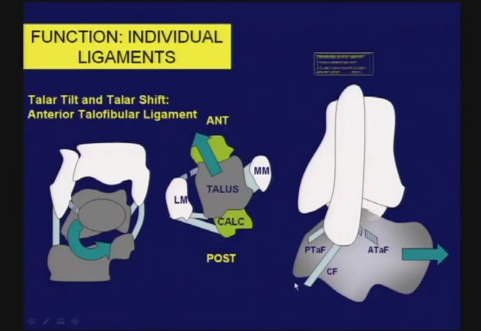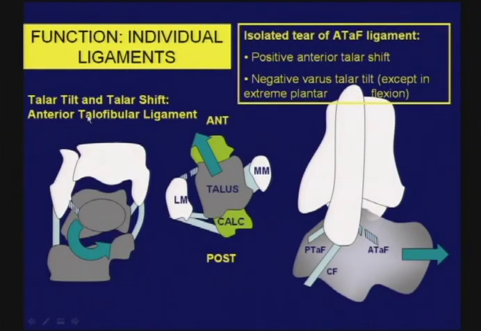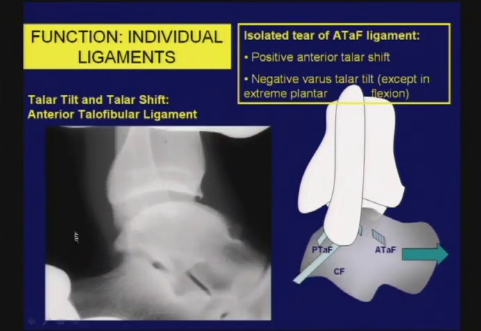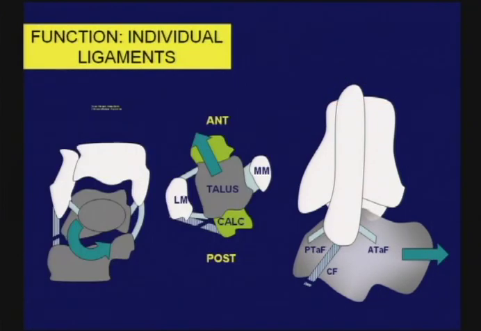So how good are these, okay? Well, if you have a tear of the anterior talofibular ligament alone, typically, there is a positive anterior talar shift and a negative varus talar tilt, except in extreme plantar flexion. So this is the kind of picture you would see. You can see the talus is shifted forward in the neutral position. This results in widening posteriorly, which is called the hiatus sign. This would be a good finding for isolated anterior talofibular ligament injury.